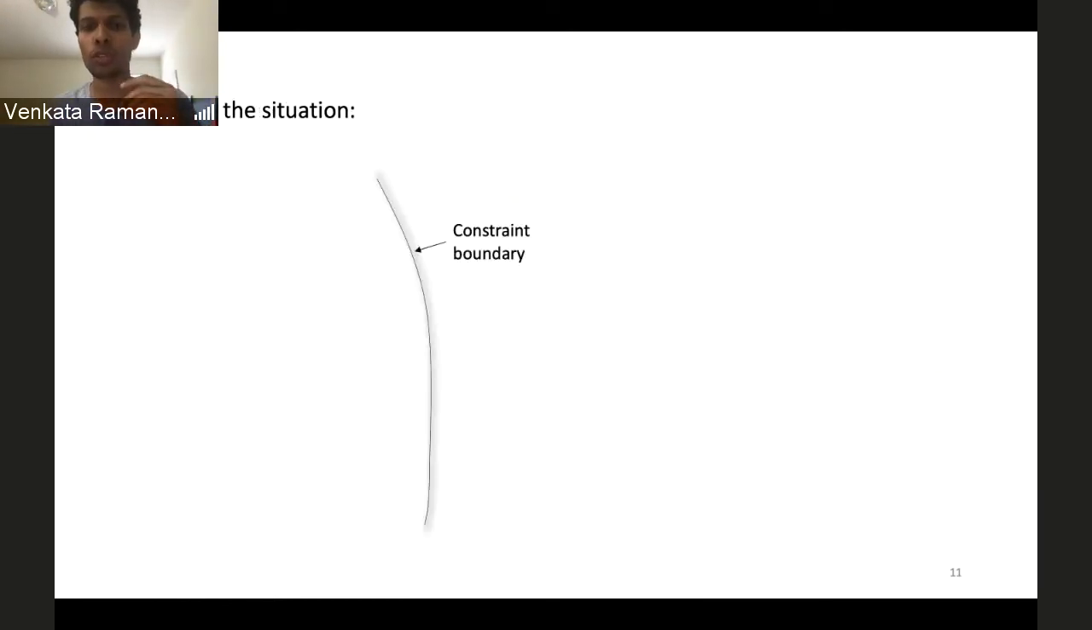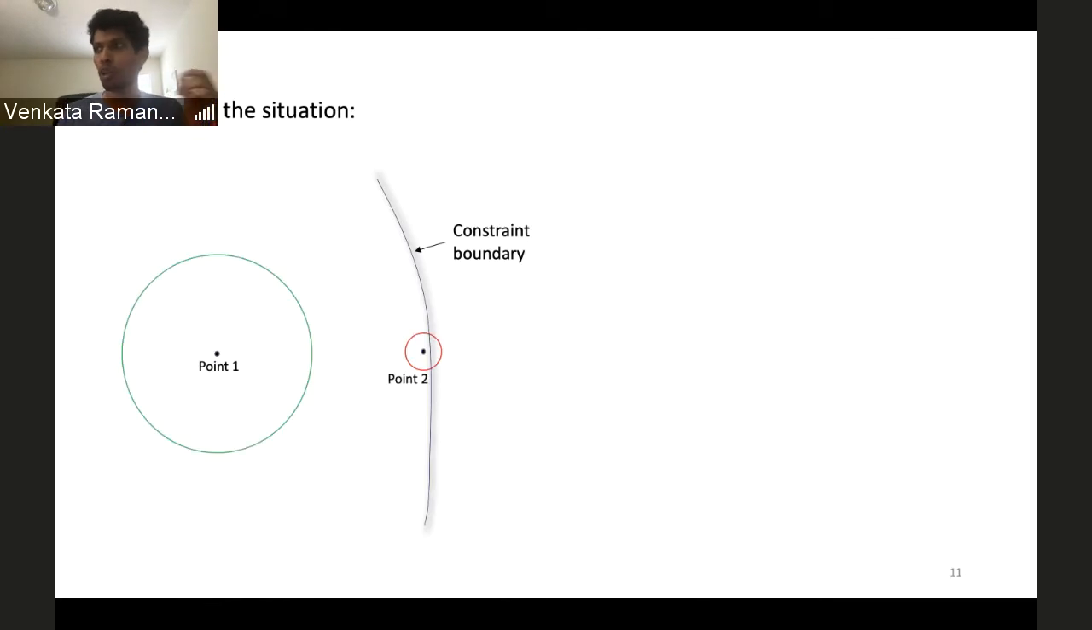Consider the situation. So you have the constraint boundary, and to the left is the feasible region, and to the right is the infeasible region. And I pick 2 points in the feasible region, point 1 and point 2. So point 1 is further away from the constraint boundary, and point 2 is closer to the constraint boundary. And the circles around the points represent the magnitude of the constraint sensitivity around that point.